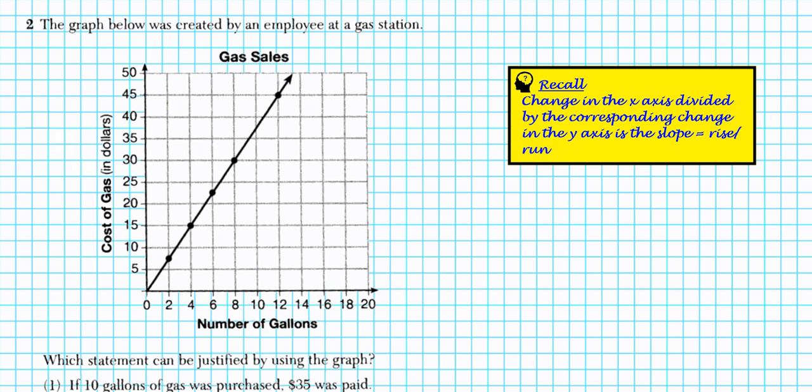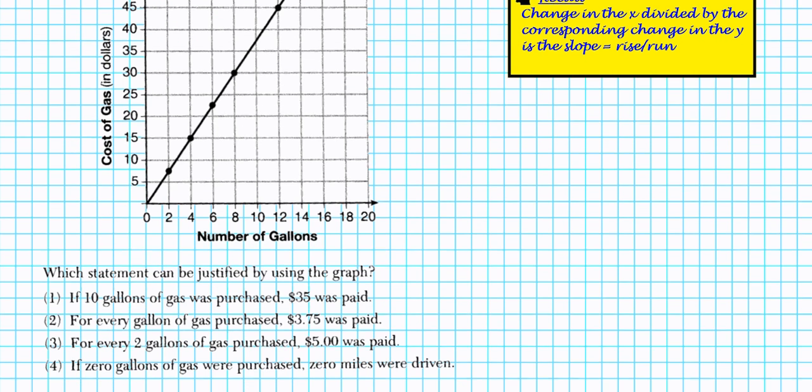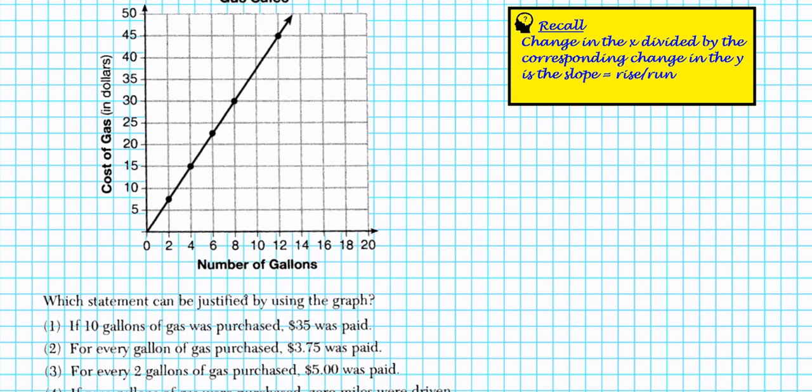All right, let's take a look at question number 2. Number 2 reads, the graph below was created by an employee at a gas station. So we have this graph below. So the question is, which statement can be justified by using the graph?